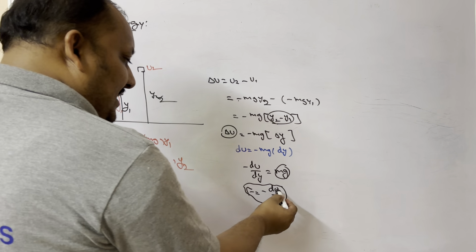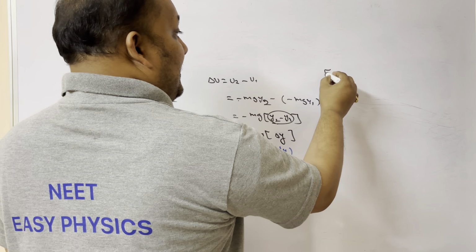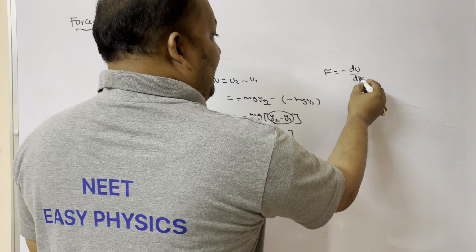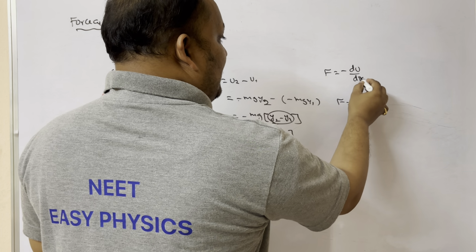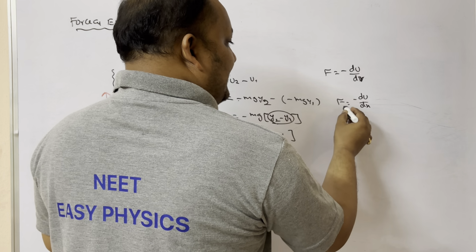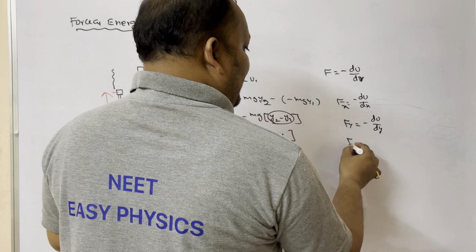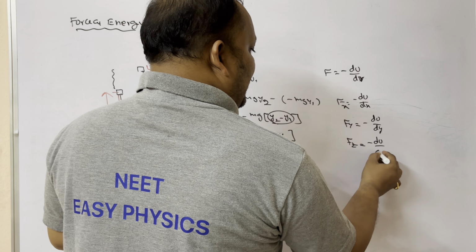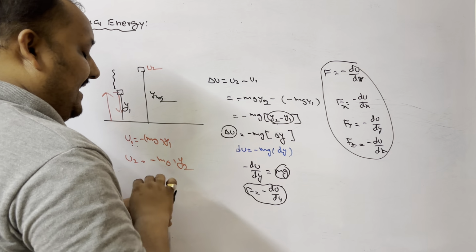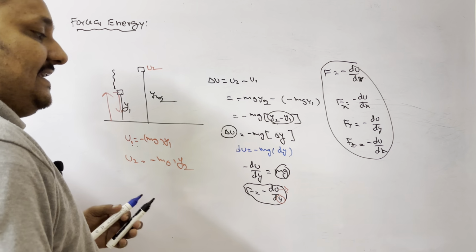So potential energy is changing with respect to distance. This we will say F is equal to minus dU by dr. If it is along the x-axis, y-axis or z-axis, they will write Fx is minus dU by dx, Fy is minus dU by dy, Fz is minus dU by dz. So by this definition, energy is changing with respect to distance.